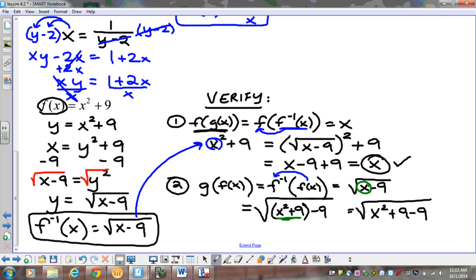Your 9s are going to cancel here. 9 minus 9 is 0. So I'm left with the square root of x squared. Similar to what we said before, when you take the square root of something squared, that's just going to become x. So there you go. Once again, we've shown that that is my inverse. In fact, square root of x minus 9 is my inverse. All right, so that's going to be it here.